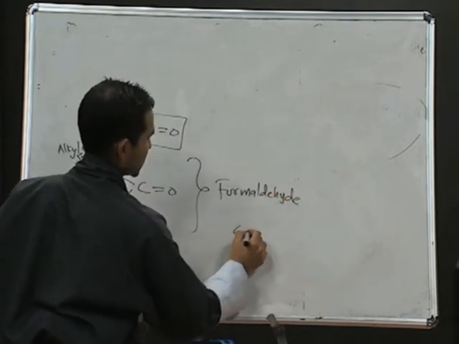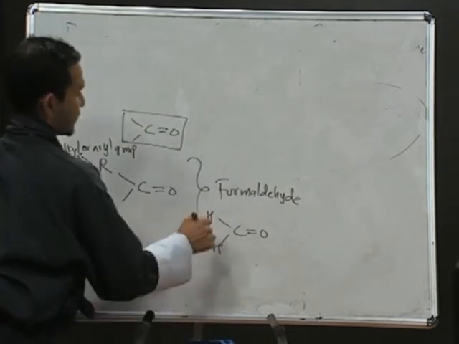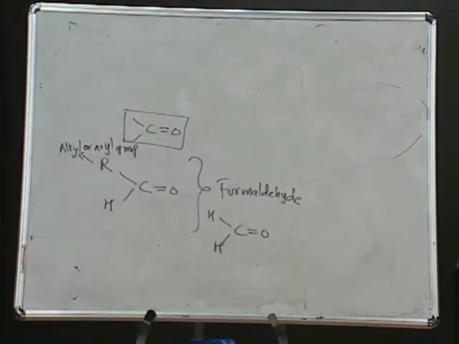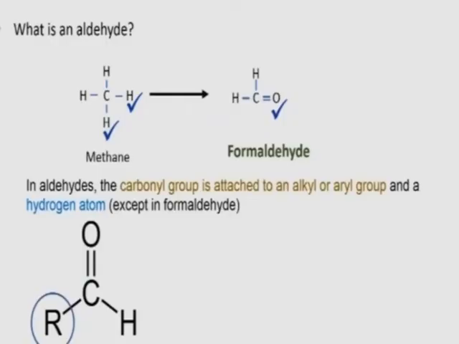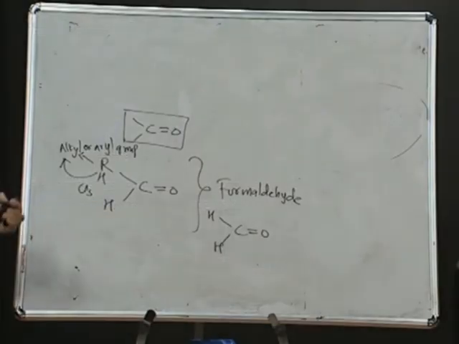In formaldehyde we write H and H. It has two hydrogen atoms attached to the carbonyl group. As it is also there in the presentation, we have R. R indicates an alkyl group, as I have already explained. Here it can be H. If it is H, we call it formaldehyde, and if it is CH3, we call it acetaldehyde, and it goes on.